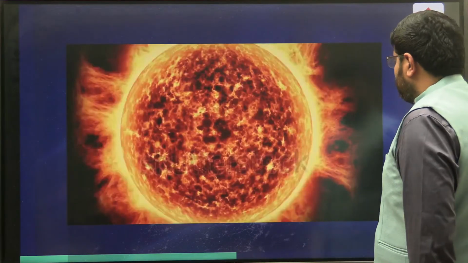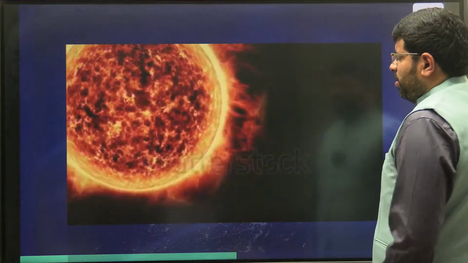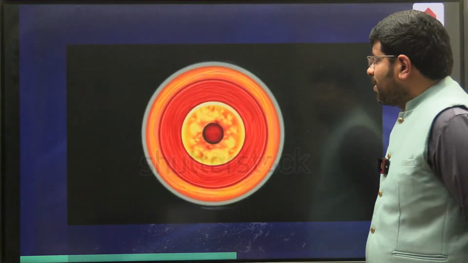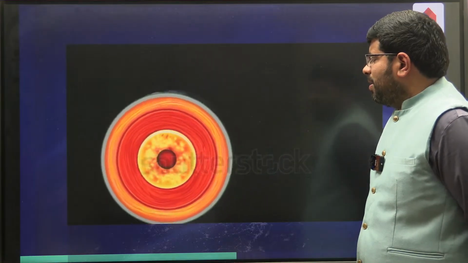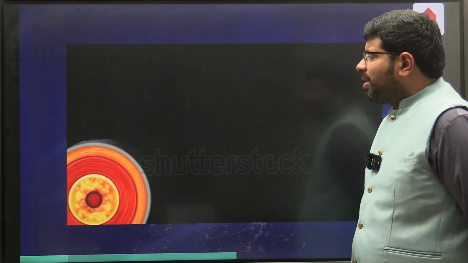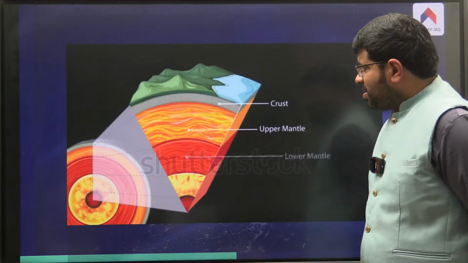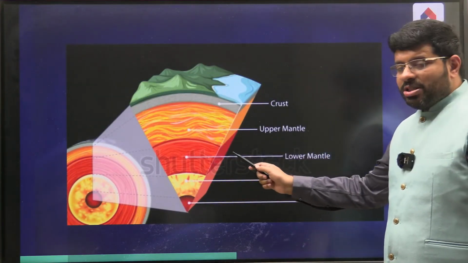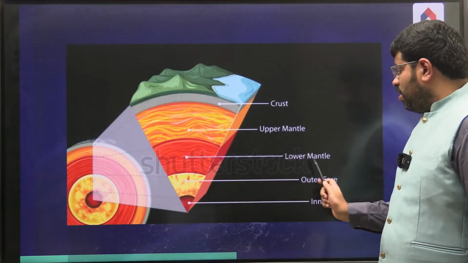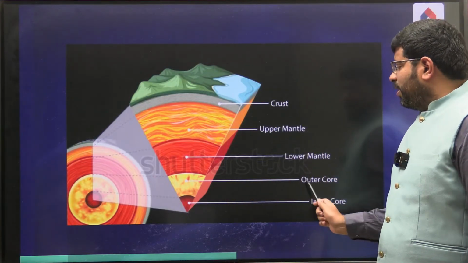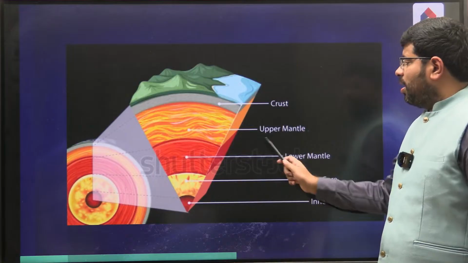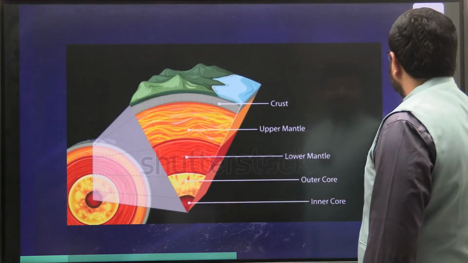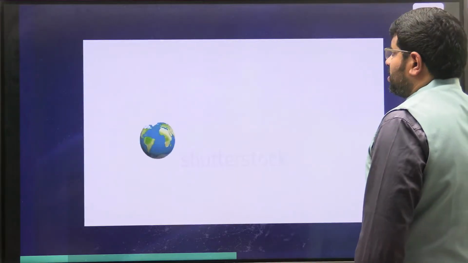Right? So the interior of the earth can be divided structurally into various layers, be it the outer layers of the earth, which we call the crust, the interior layers, which we can call the mantle, and much deeper ones, which we can call the core, which are further divided into outer core, inner core, upper mantle, lower mantle. Right? Now let us try to understand something about the earth's interior.